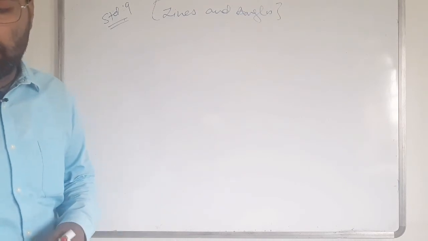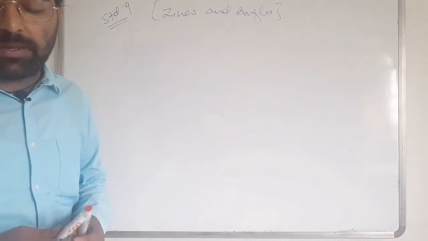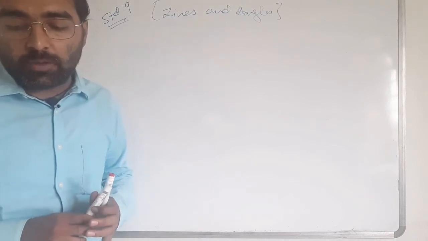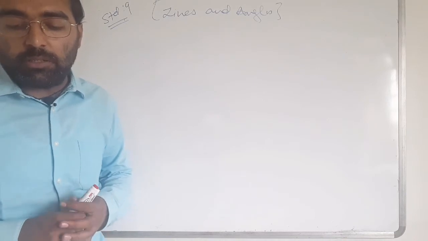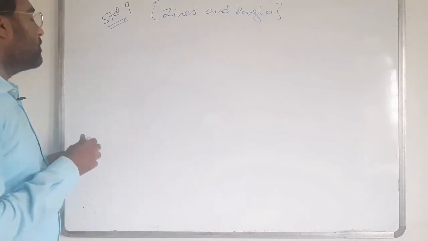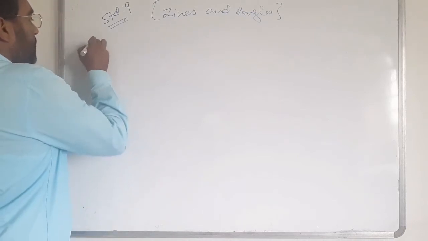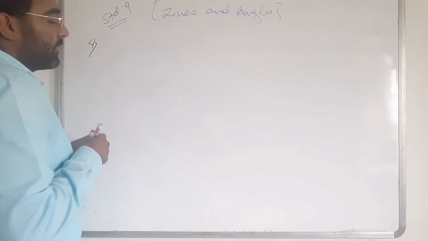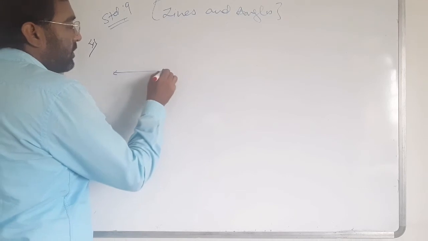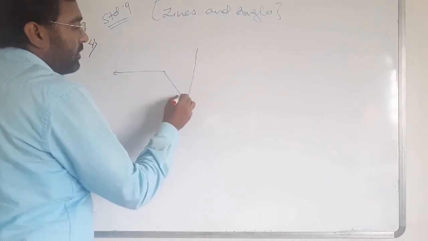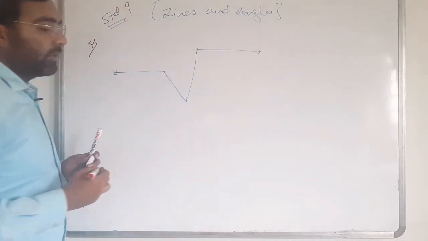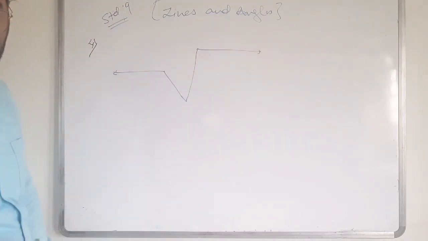Now question number 4. In the given figure, if PQ is parallel to ST and angle PQR is equal to 110 degrees and angle RST is equal to 130 degrees, find angle QRS. Okay, so question 4, the figure is given. So first of all, we have to draw the figure. This kind of figure is given.